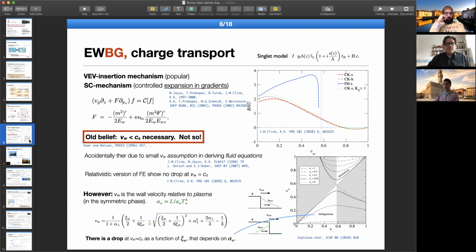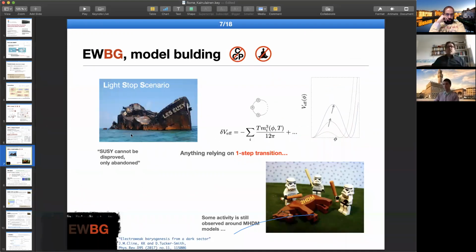Okay, so let me now give just a slide on the model building side of this game. For many, many years, in electroweak baryogenesis, the key thing was to look into the light minimal supersymmetry, and in particular the light stop scenario. And I remember once a prominent physicist told me that supersymmetry cannot be disproved; it can only be abandoned. That sparked me to coin this picture for the state of the art in baryogenesis in the minimal supersymmetric standard model. So I at least abandoned this shape somewhat before it got this shape.